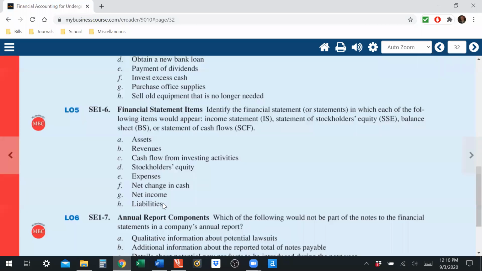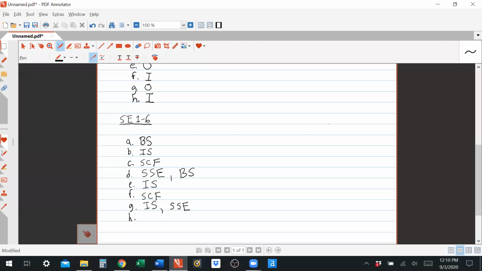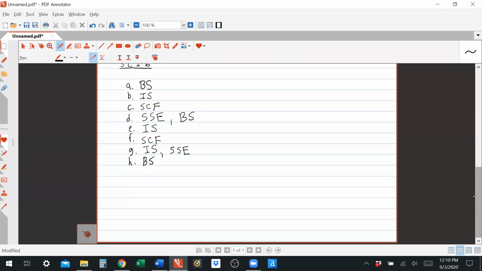So H, liabilities. Which financial statement? That's an easy one. Balance sheet, good. Only on the balance sheet. There we go. All right, let's do some maybe more involved questions.